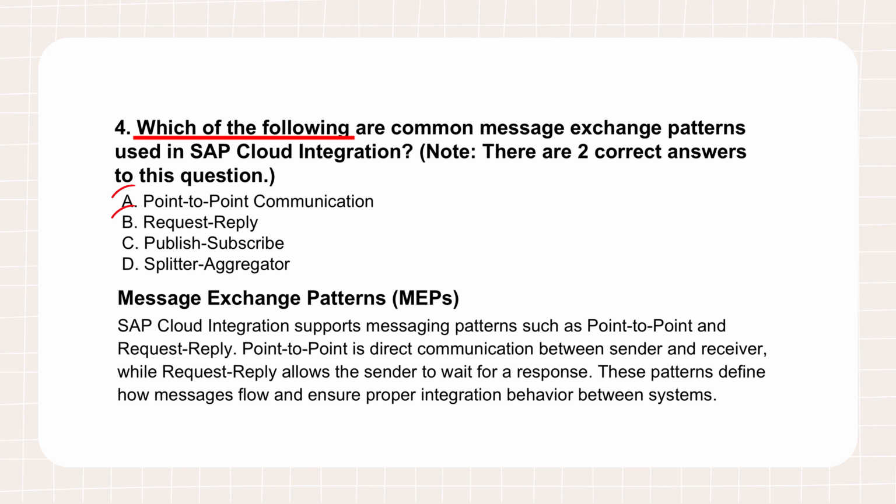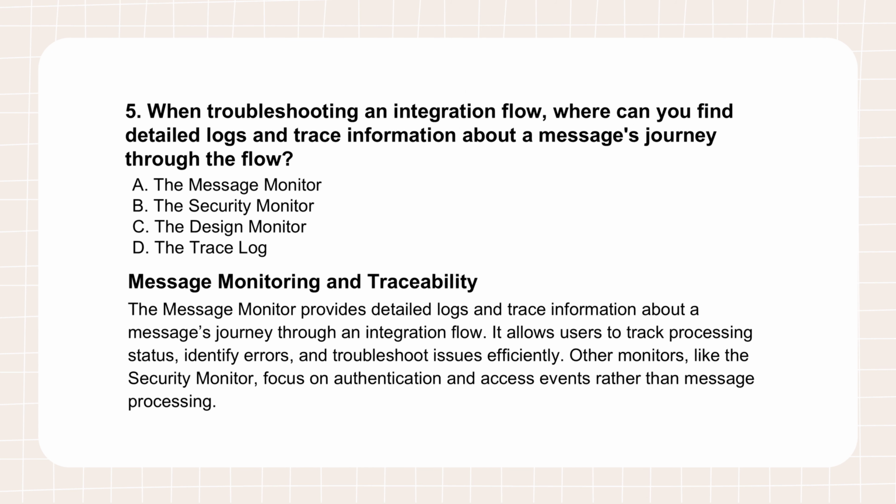Okay, so we have components, we have ways to modify messages, we have patterns for how they talk, but things go wrong, right? Oh, inevitably, especially in complex integrations. So our last question dives into troubleshooting. When an integration flow has issues, where do you find detailed logs and trace info about a message's journey? Options. A, message monitor. B, security monitor. C, design monitor. D, trace log. Correct answer. A, the message monitor.